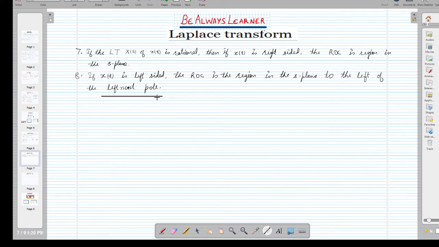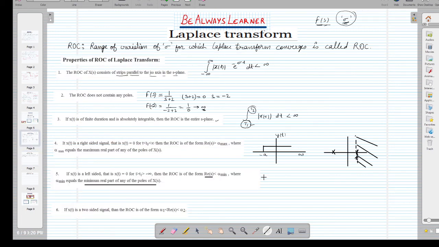तो हमें यहाँ पे leftmost pole पे concentrate करना है. To understand it, we again have a pole representation or signal representation of a left-sided signal. Here we have the y(t) signal, and again the definition of the left-sided sequence says the signal lies between a finite value of the x-axis till minus infinity. So that is the left-sided sequence.